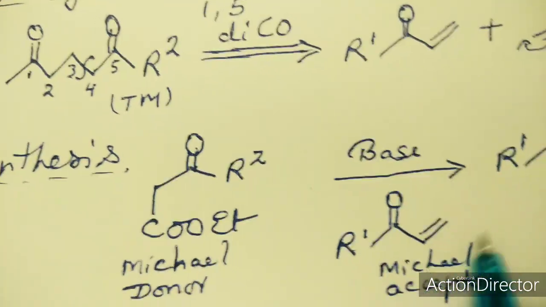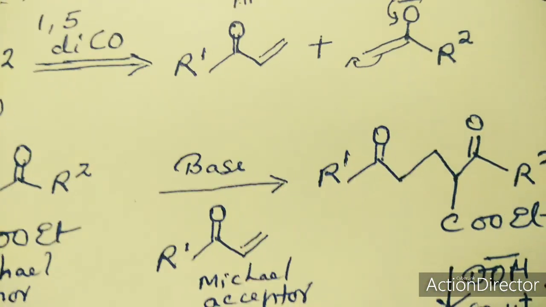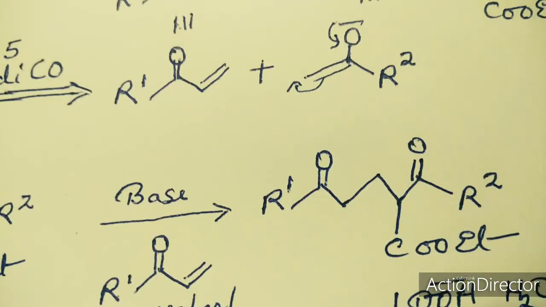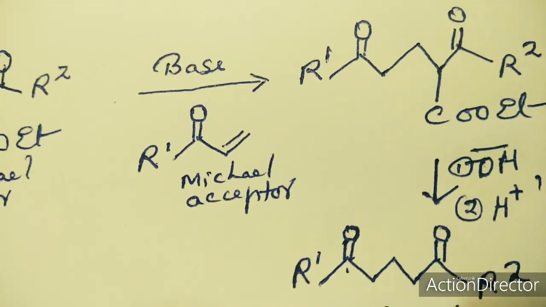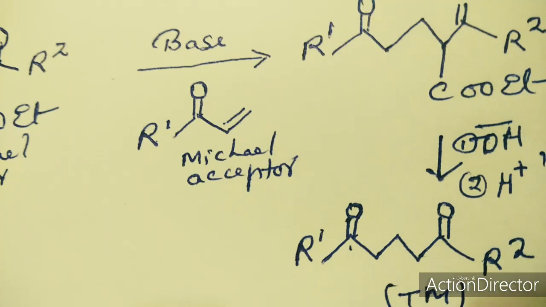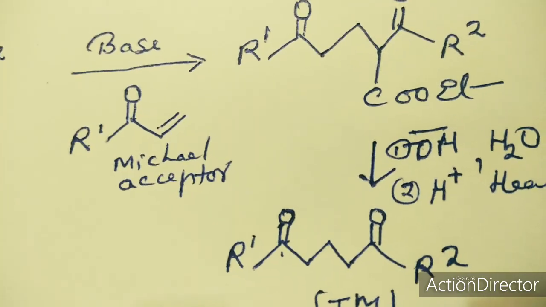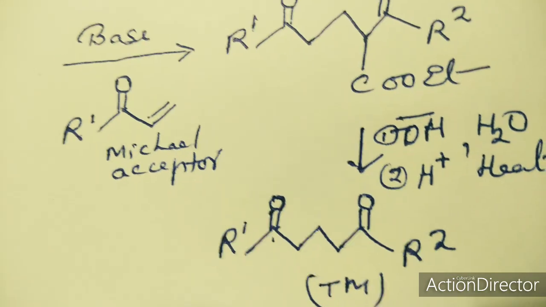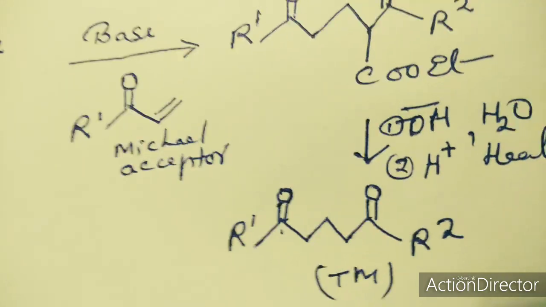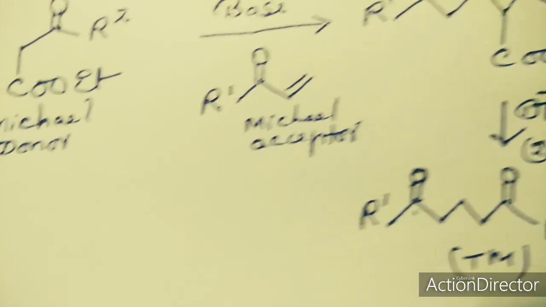These electrons from here. So this is known as the Michael acceptor. In the presence of a base, therefore, this compound will be formed, which on hydrolysis, CO2 will leave, and we will get our target molecule. C2H5 and CO2 will leave as a result of basic hydrolysis, and then heating in the presence of an acid will lead to the formation of the target molecule. So this was the first example of a 1,5-difunctional compound, that is a 1,5-dicarbonyl compound, and how we did the disconnection.